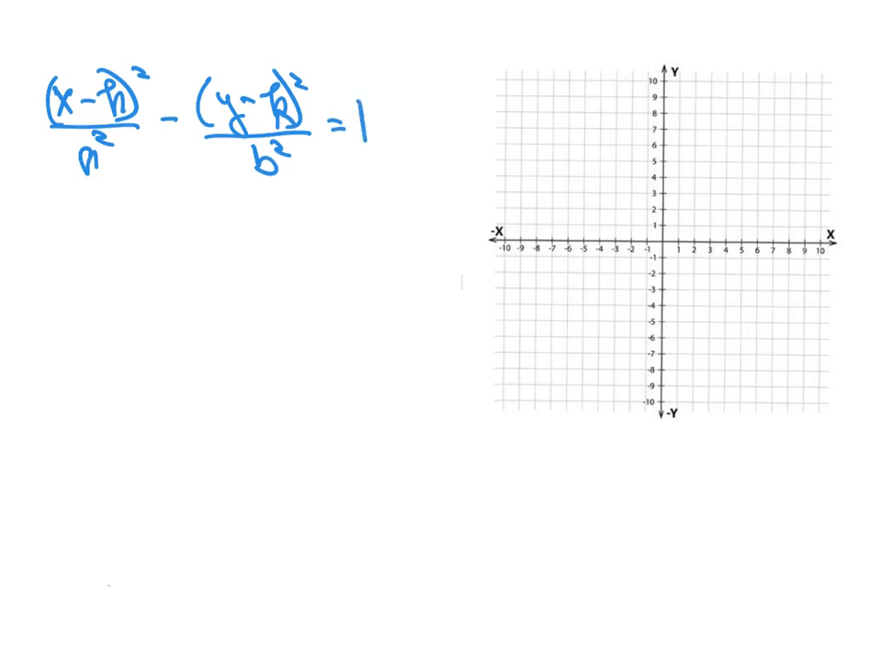All right, so in this case, the x is first, so that means it's going to give you a shape this way. If this were written with the y first, it would give you a shape that way. Okay, so just keep in mind when you're looking at these, if the x's are first, it's going to be one way.